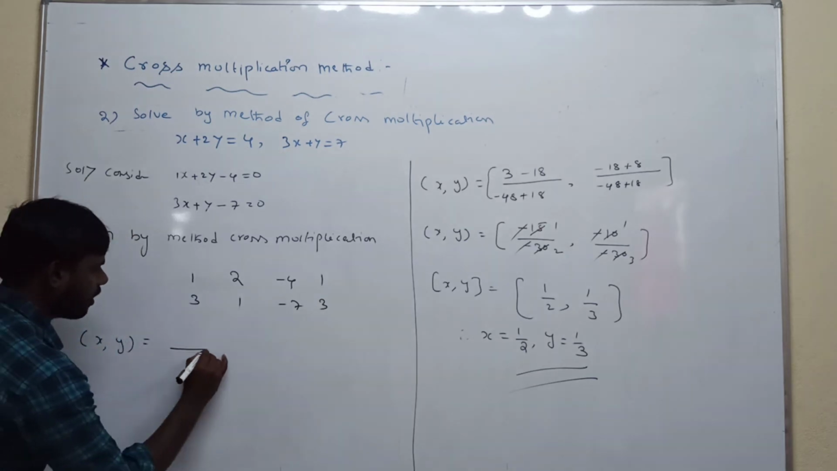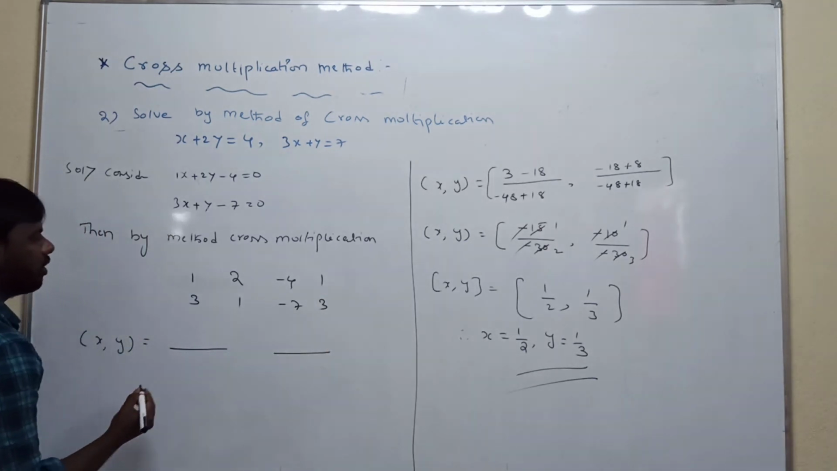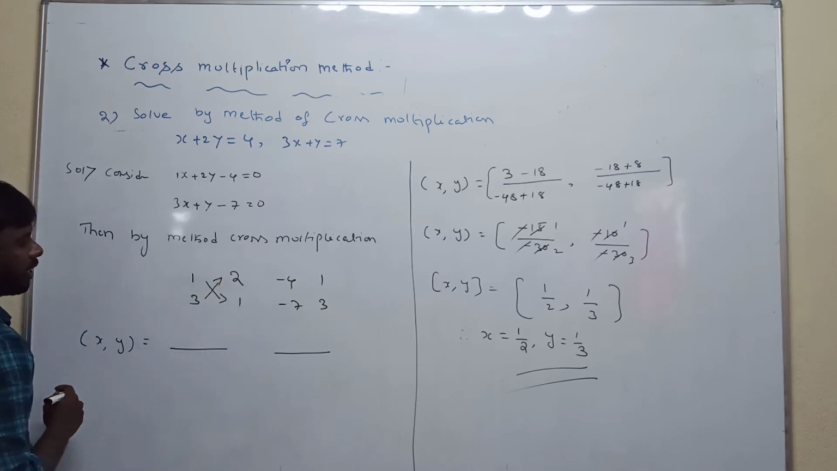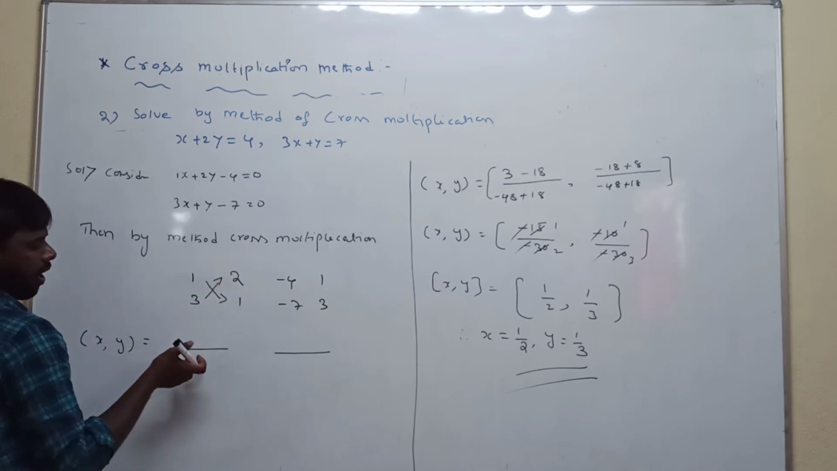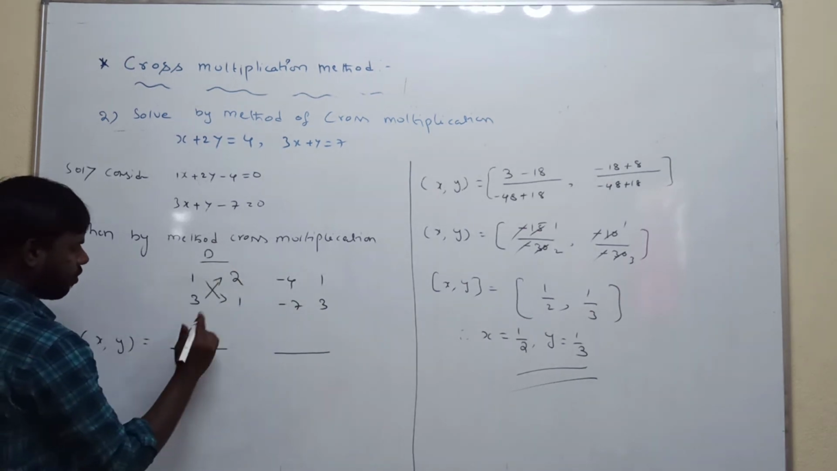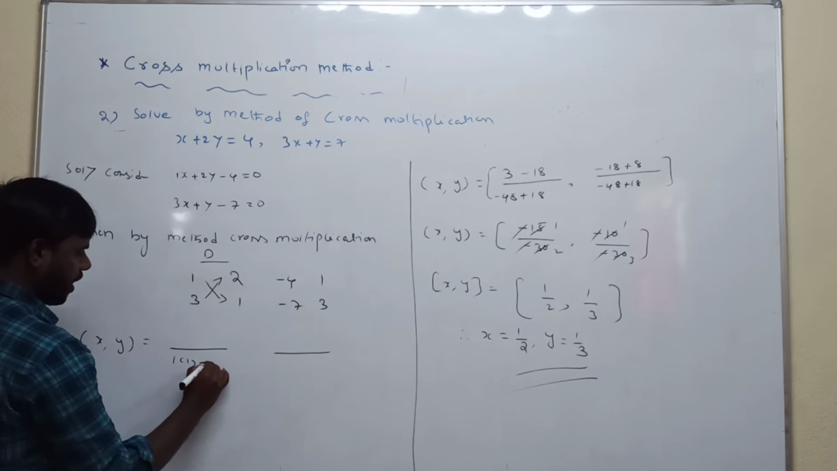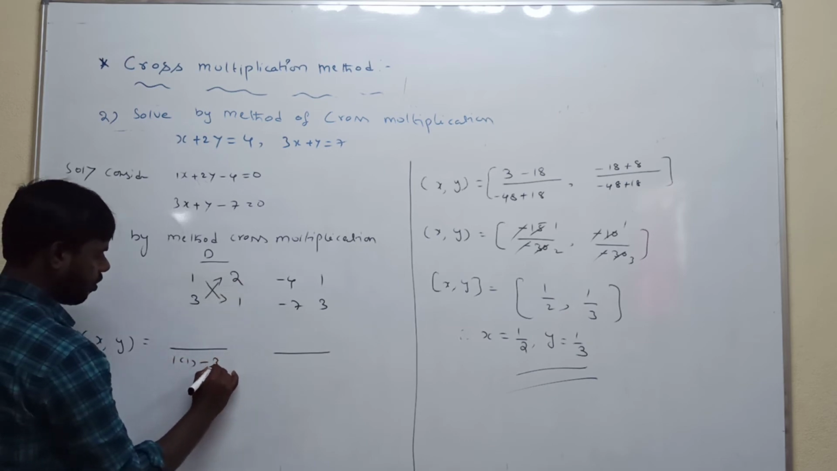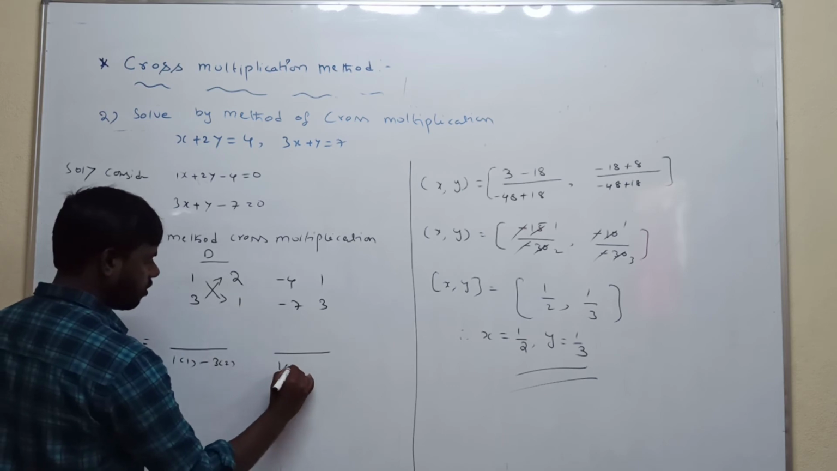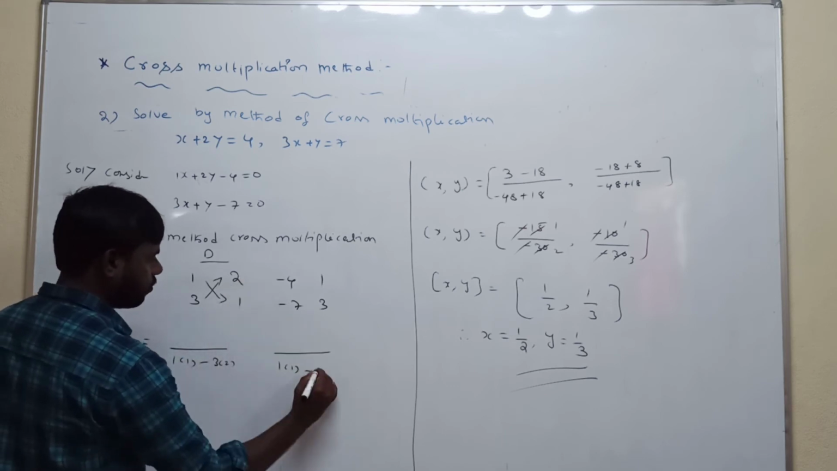So now we take the x and y coordinate values. This value you write in the x and y denominator. This is considered the D. So 1 into 1 in the denominator minus 3 into 2. You cross multiply and write the value directly. Here also the same thing, 1 into 1 minus 3 into 2.